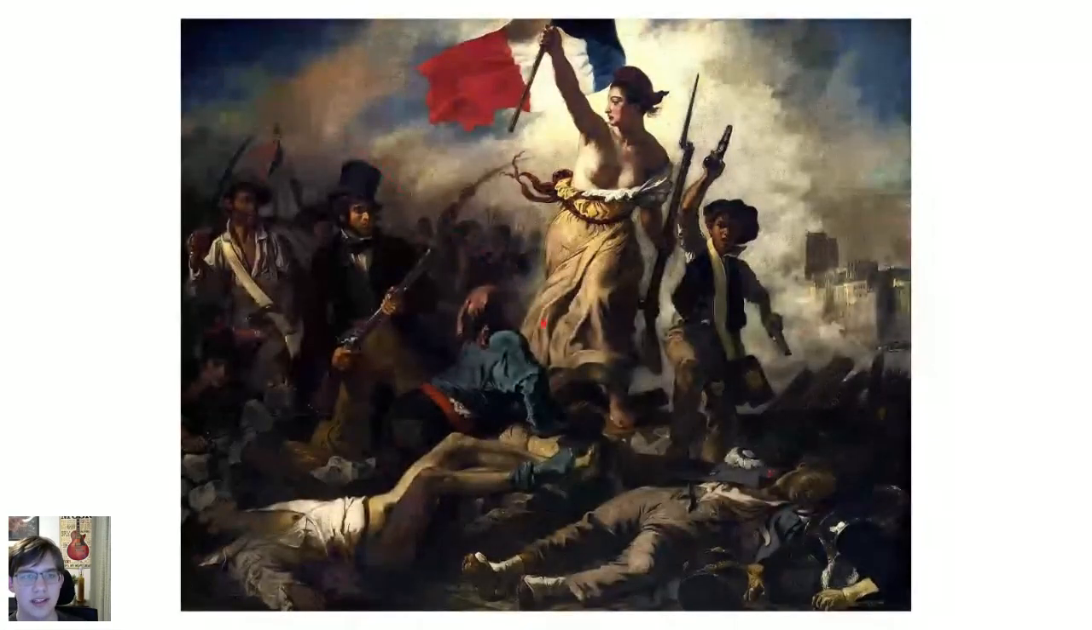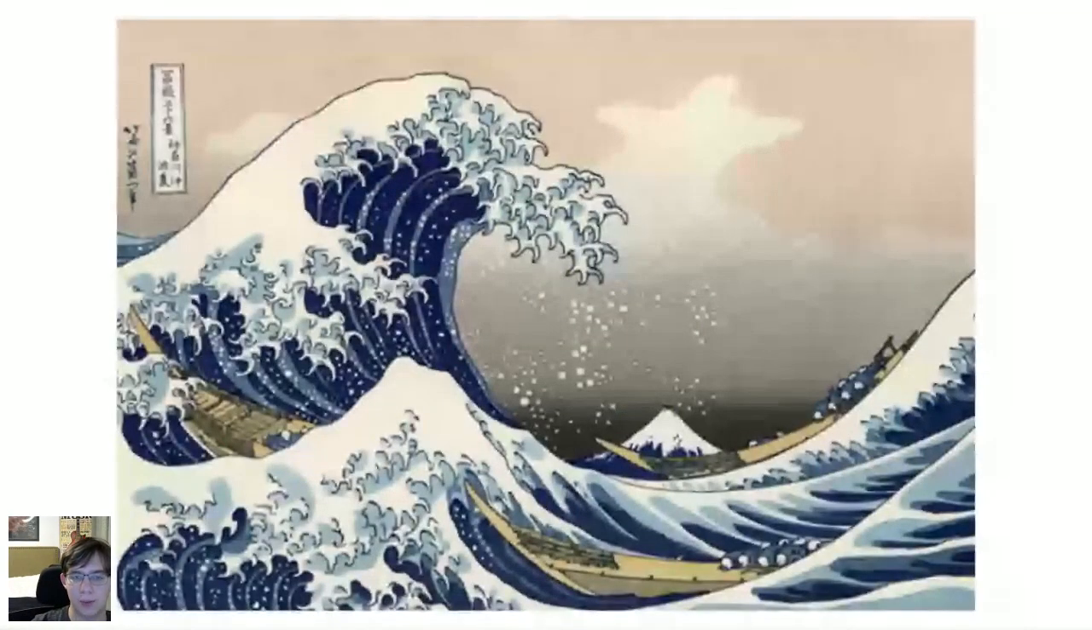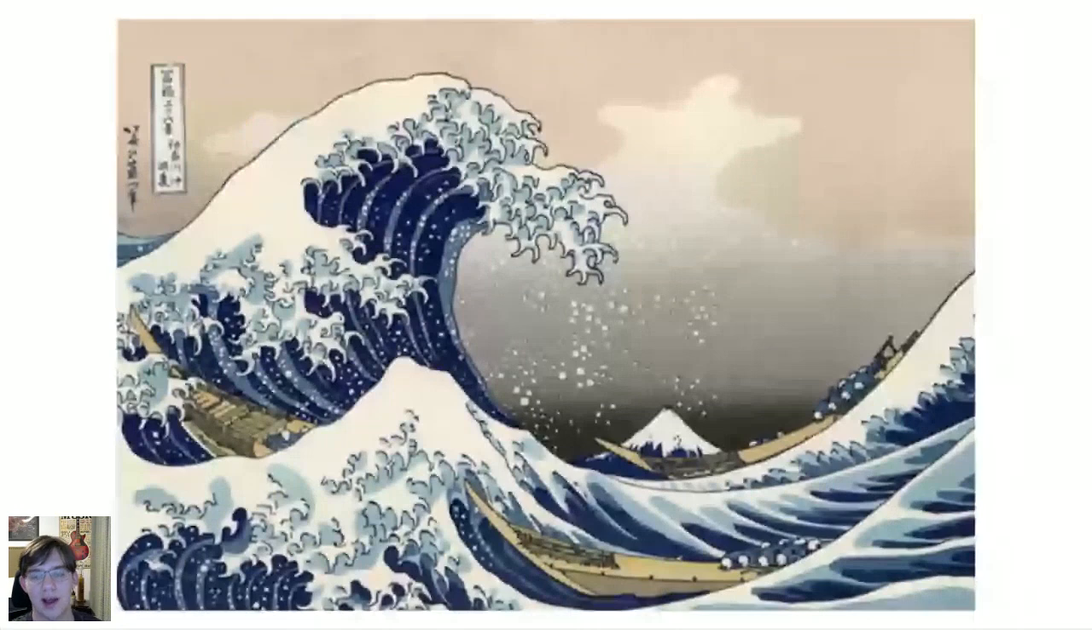All right, this is The Wave, it's called. It's an example of Japanese woodblock painting and Japanese art. It's a really famous painting. I forget what it's of, but it's a really important painting that you should at least be able to recognize. It's a woodblock painting, yeah. So it's a new style of art.